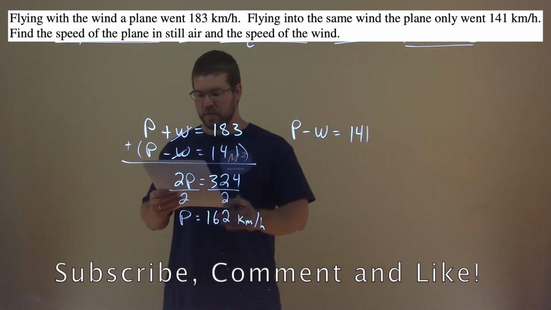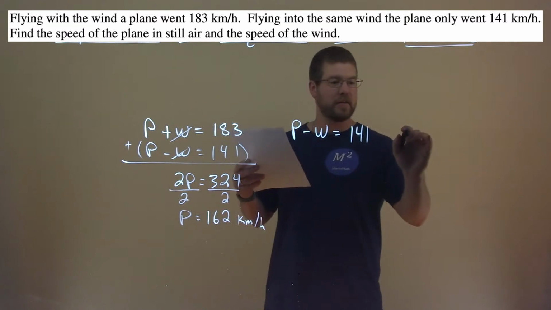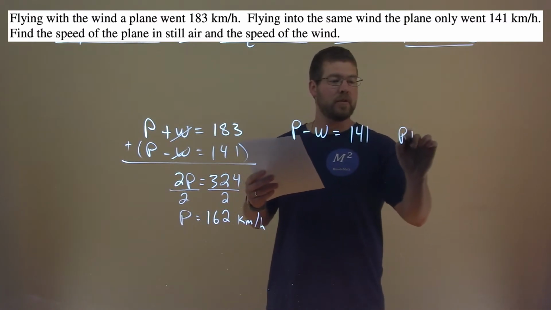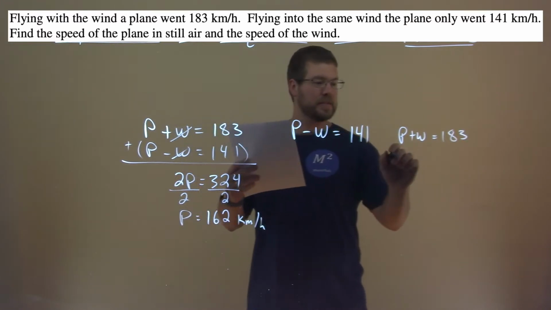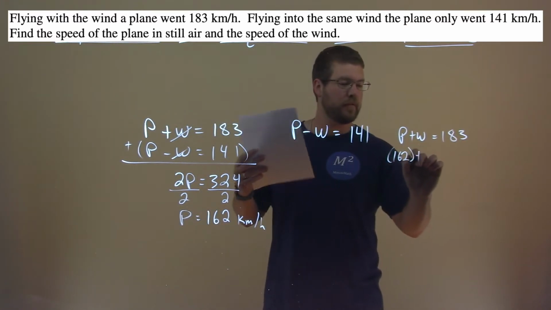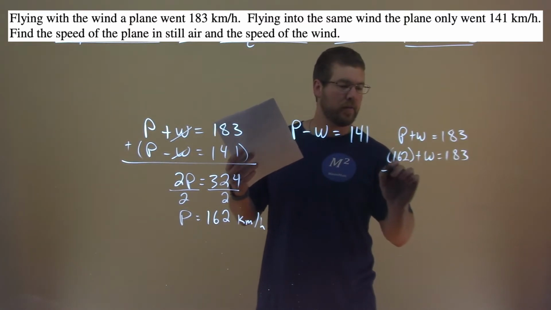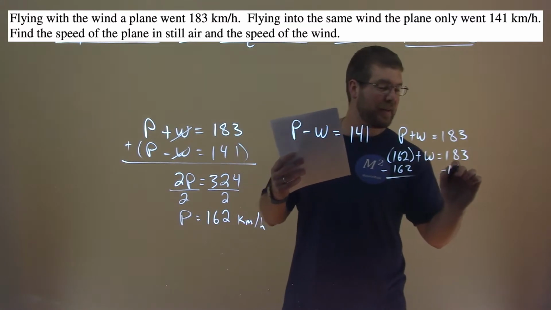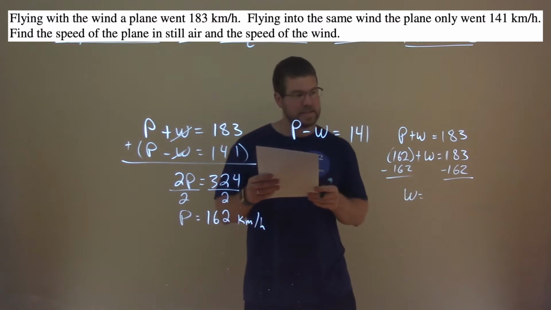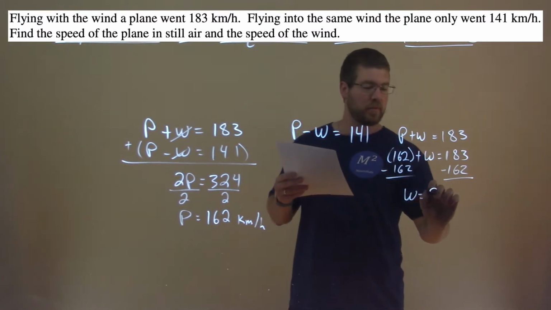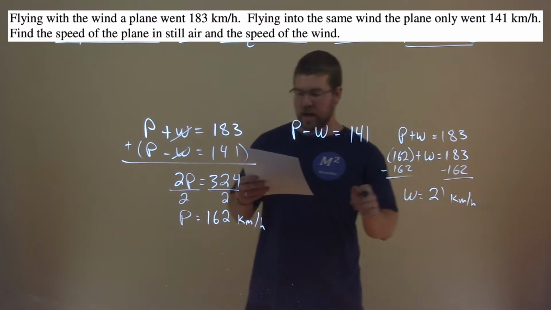So we're going to take that information, plug it into our equation, and solve for W. So all I'm going to do is take the first equation again. I think it's an easier one to work with. P plus W equals 183. And I'm going to plug in this P value of 162 in for P. And let's solve for W. Subtract 162 from both sides. Not too bad. And W equals 183 minus 162, which is 21. So 21 kilometers per hour is also the speed of the wind.